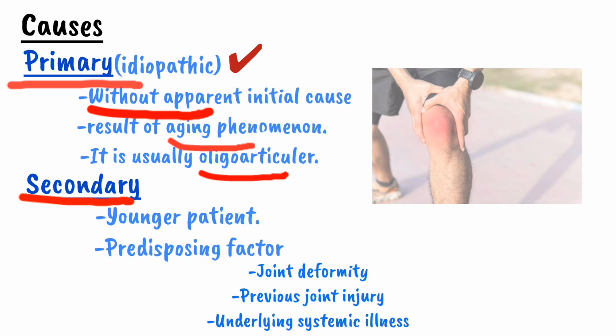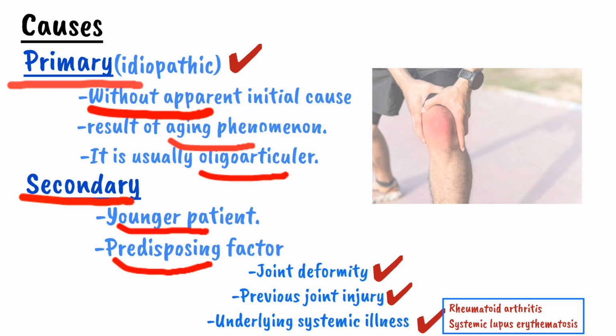The second one is the secondary cause. The secondary cause occurs mainly in younger patients. The patient has a predisposing factor, such as a joint deformity, previous joint injury, or any underlying systemic illness such as rheumatoid arthritis or SLE.